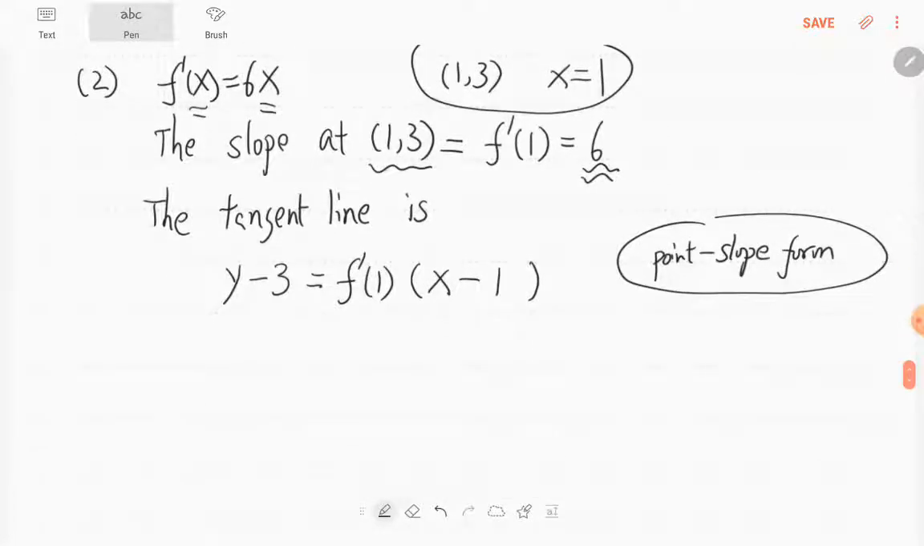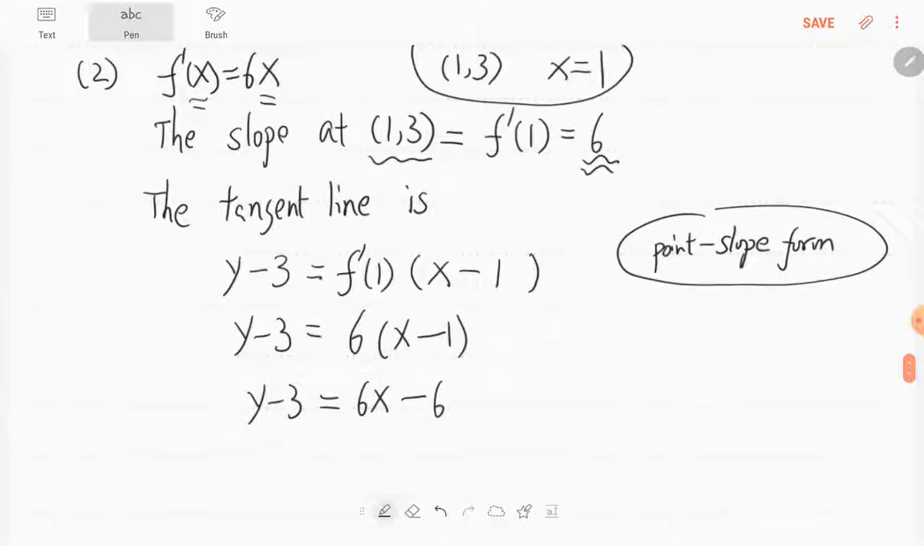Okay, so now let's plug in the numbers. y minus 3 equals f prime of 1, which equals 6, right? We just compute x minus 1 times 6. So it's y minus 3 equals 6x minus 6. So y equals 6x minus 3. So this is called slope-intercept form, right?